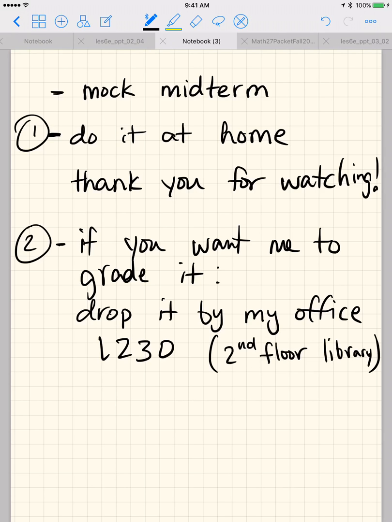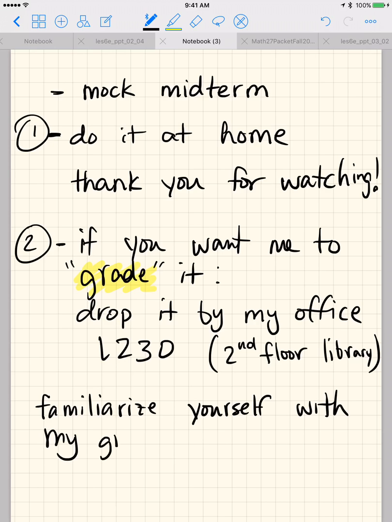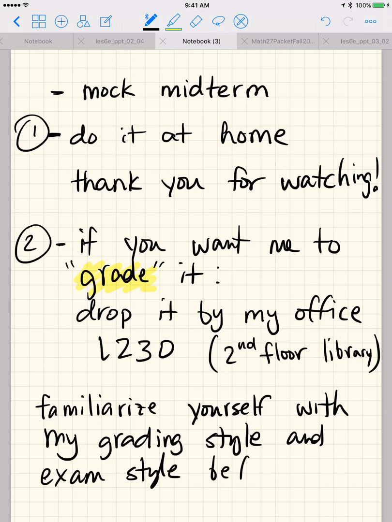And I will give you feedback so that you can see, and I mean graded, it's pretend graded, it's not for an actual grade. But that way you can get an idea of how I give partial credit. You can familiarize yourself with my grading style and my exam style before the midterm. Okay, so I'll give you feedback. Now the key is this is only if you watch the video.